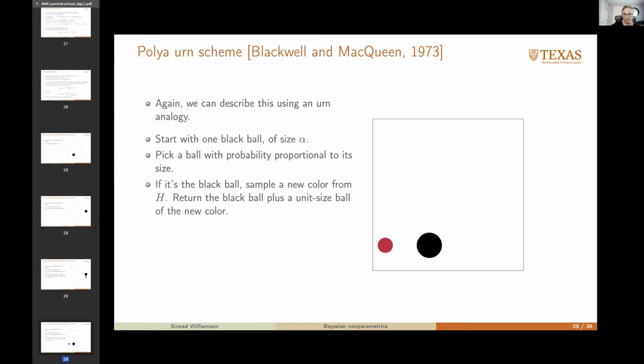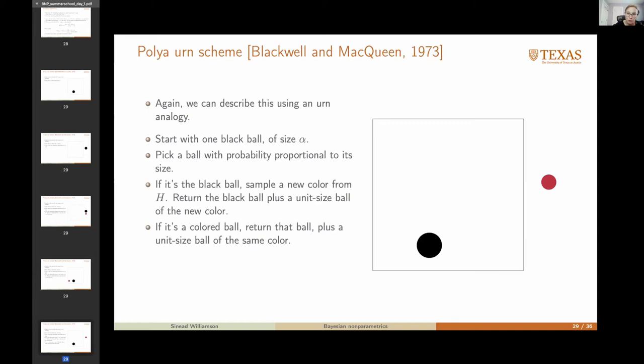So now I'm going to pick a ball with probability proportional to its size. And let's say this time I picked that burgundy one. Now I'm just going to return that ball plus a second ball of the same color. And I'm going to do this again. So now I've got the one black and the two burgundy balls. Let's say I pick the black one again.